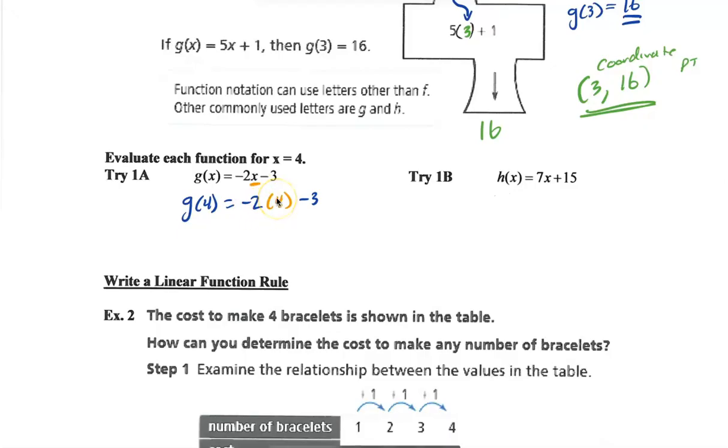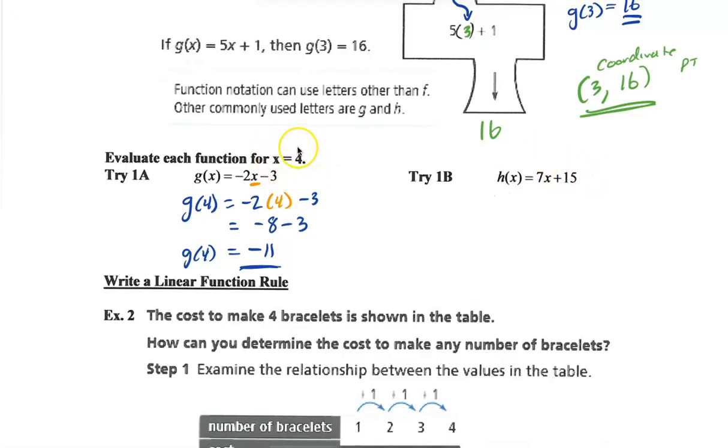Negative 2 times 4 is negative 8. Minus 3. So we get, remember they're both negative, so like you went back 8 and then you go back another 3. So negative 11. That's what g of 4 is. Again, that's just your answer. All this tells me is when you substitute in 4, you get a negative 11. That's it.